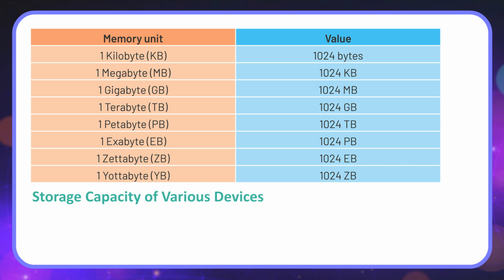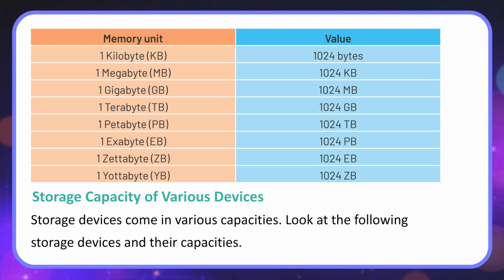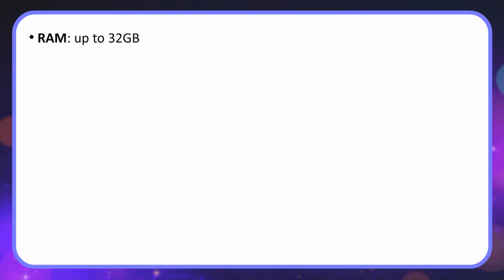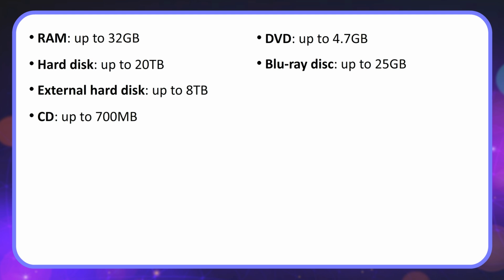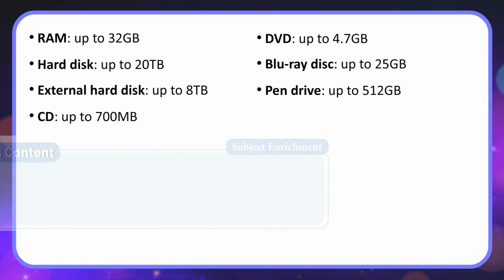Storage capacity of various devices. Storage devices come in various capacities. Look at the following storage devices and their capacities. RAM up to 32 GB. Hard disk up to 20 TB. External hard disk up to 8 TB. CD up to 700 MB. DVD up to 4.7 GB. Blu-ray disc up to 25 GB. Pen drive up to 512 GB.